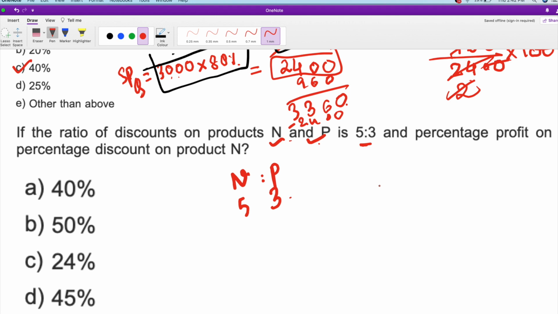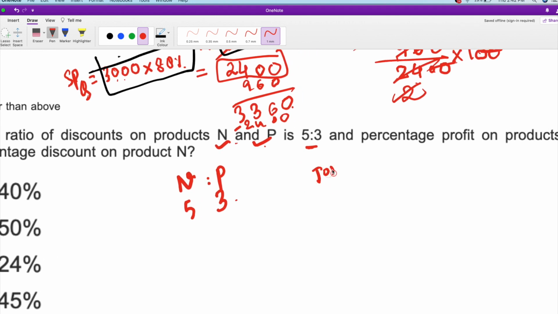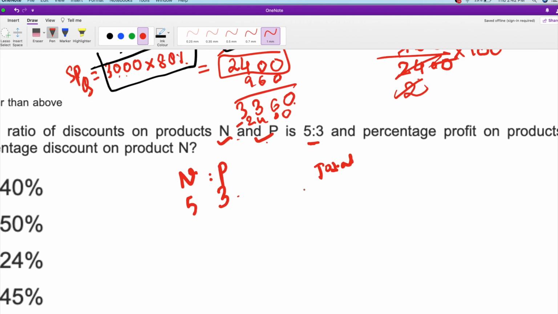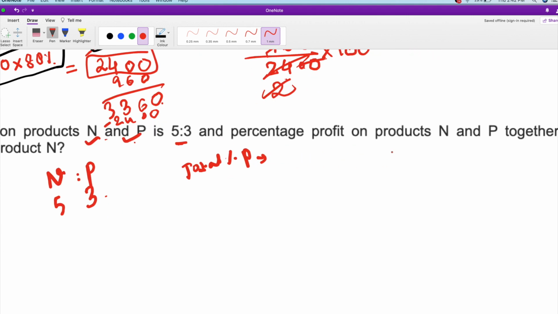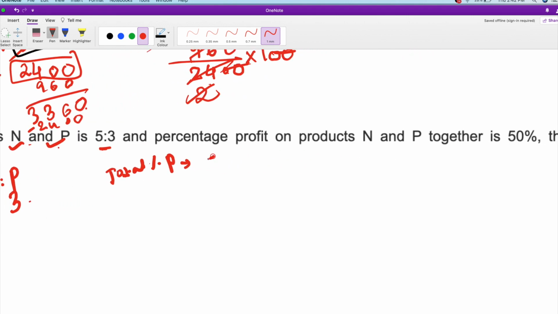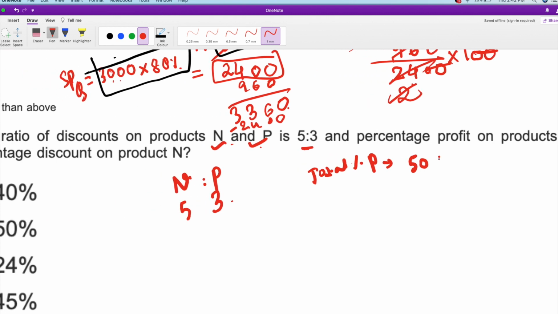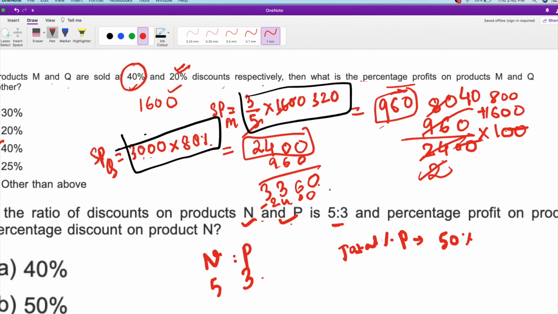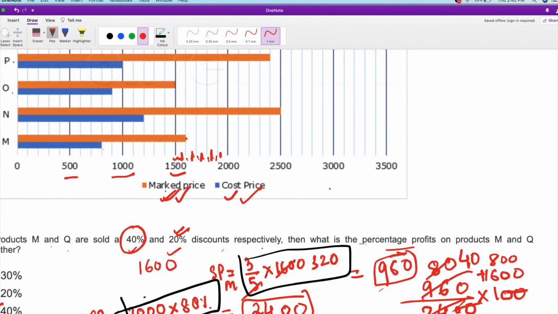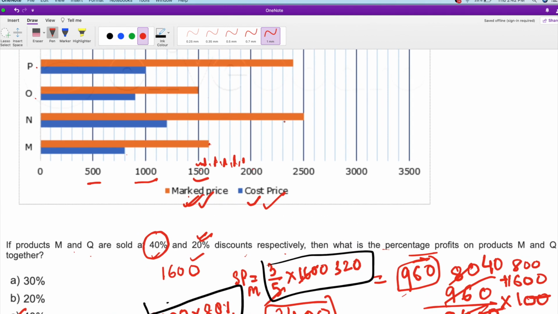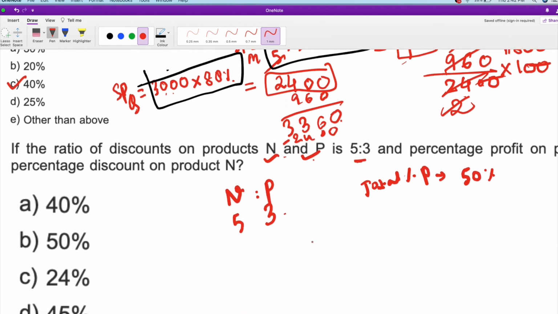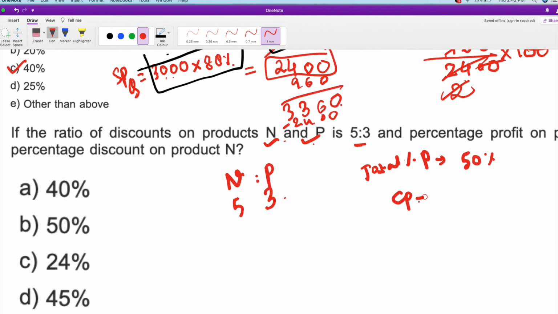So the discount ratio is this, and the total percentage profit is 50%. So what do we need to do here? Let's find out the total cost price of N and P. The cost price of N is the blue one, 1200, and the cost price of P is 1000. 1200 plus 1000 is 2200. So the total cost price is 2200.